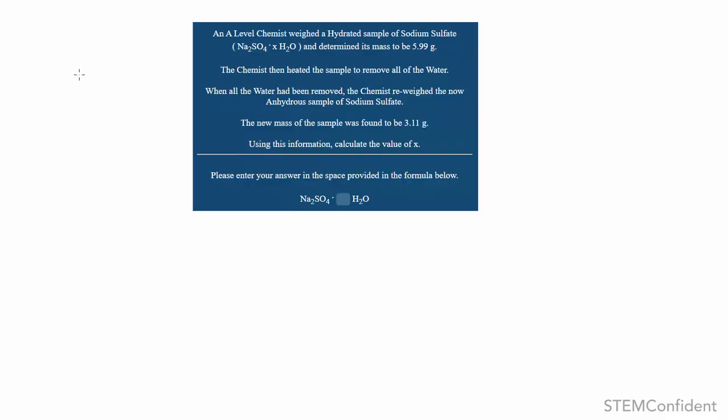So how am I going to do that? Well, I'm going to use the equation that relates moles, mass, and molar mass, which is that the number of moles n is equal to the mass m divided by the molar mass Mr. In this case, the mass is 3.11. So the number of moles of Na₂SO₄ is equal to 3.11 divided by the molar mass. But we need to work out the molar mass of Na₂SO₄.